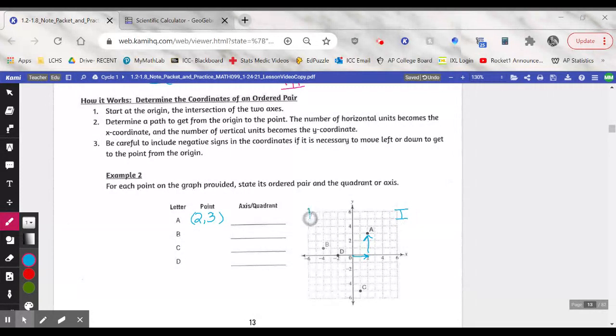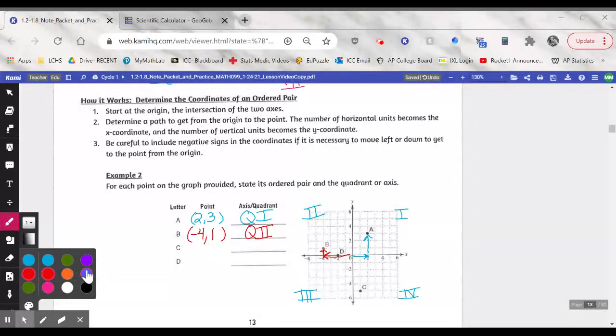This is quadrant 1, 2, 3, and 4. So we can write quadrant 1. For point B, when I look at where it is from the origin, I see that it went to the left 4. So my x value will be -4, and it went up 1. So a +1 for the y. That one is in quadrant 2.